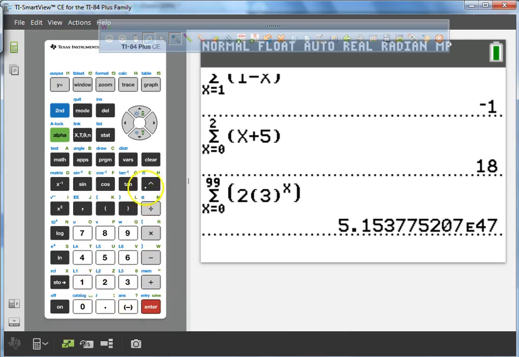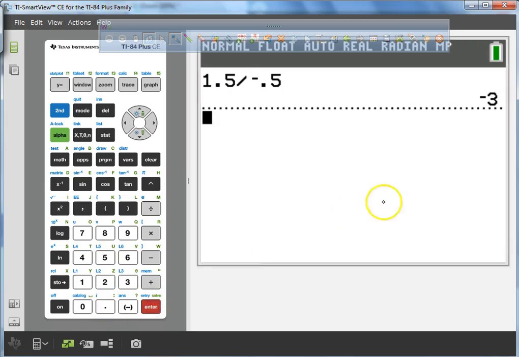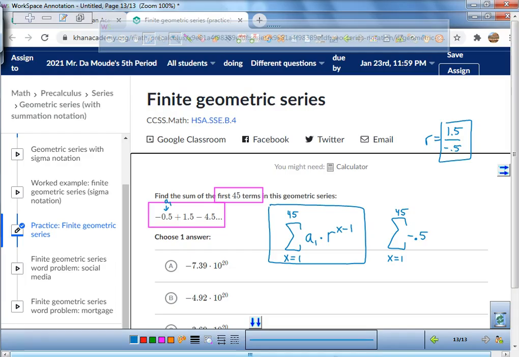So here we go. 1.5 divided by negative 0.5, and I get negative 3. All right? So what does that mean? That means our r value is negative 3. So could you please, this is super important, put that negative 3 in parentheses, then close it, then raise it to the power of x minus 1. This is what I'm going to type into the calculator to help me get my answer.